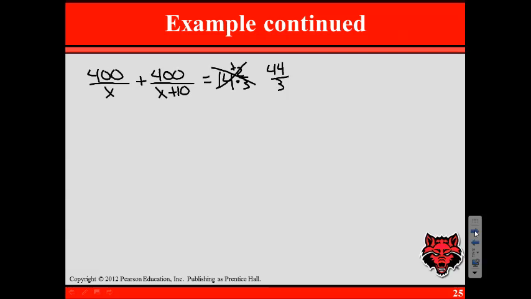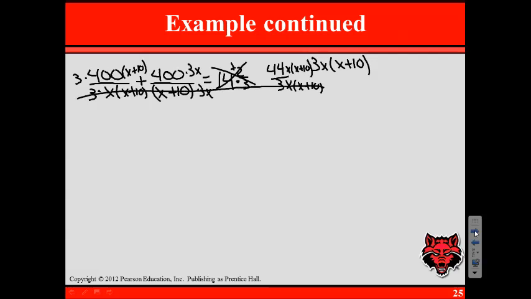At this point, we need a common denominator. The least common denominator will be 3x times x plus 10. In order to get 3x times x plus 10 in each fraction, in the first fraction, we need to multiply by 3, as well as x plus 10. In the second fraction, we have to multiply by 3 and x. And in the third fraction, we have to multiply by x and x plus 10 in the numerator and the denominator.